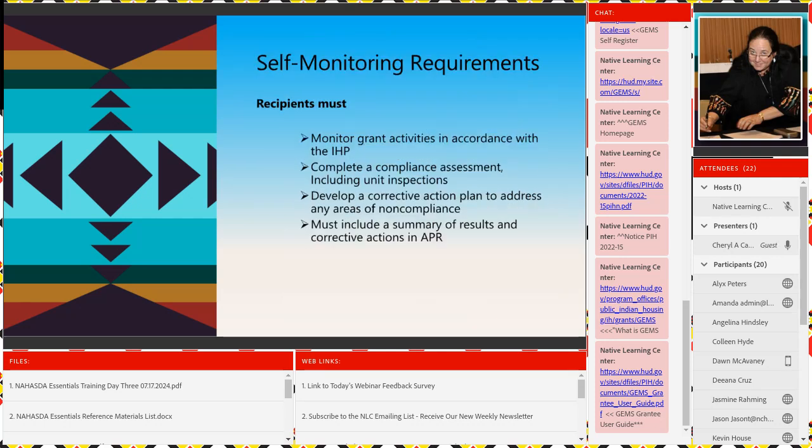So, you must monitor grant activities in accordance with the IHP, complete a compliance assessment, including unit inspections, develop a corrective action plan to address any areas of noncompliance, and must include a summary of the results and corrective actions in the APR. Well, we requested technical assistance to correct this problem, or we've taken this course.